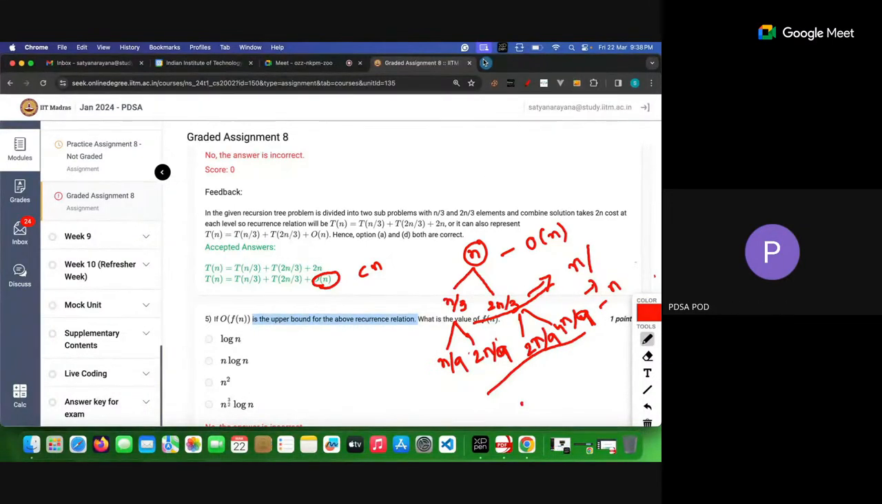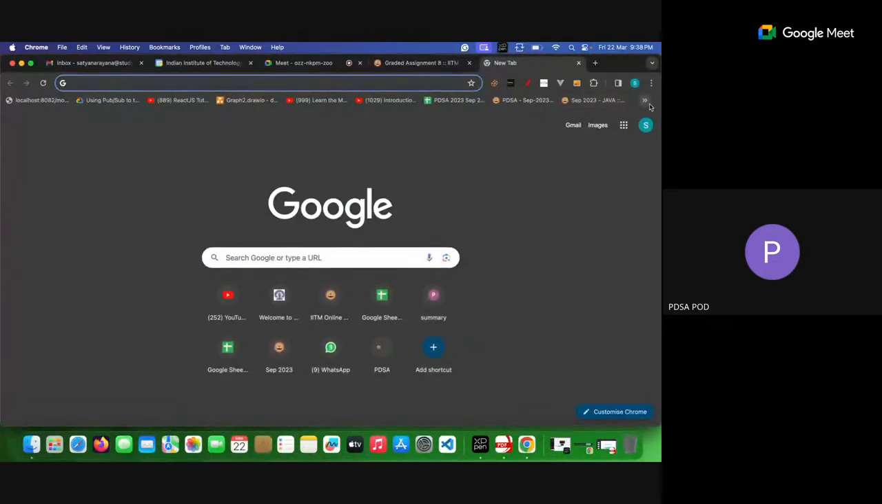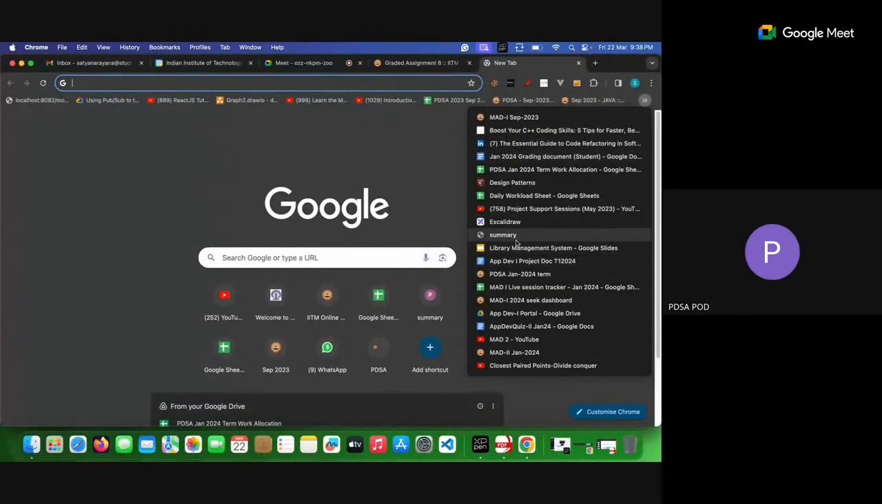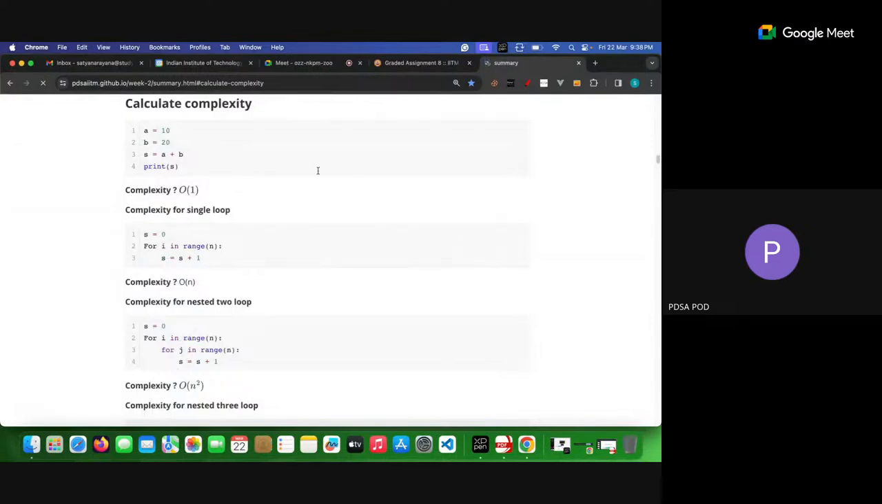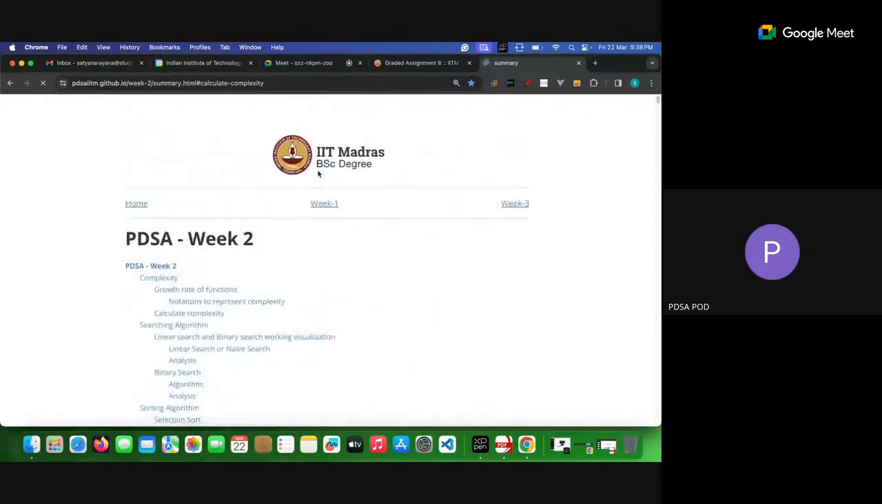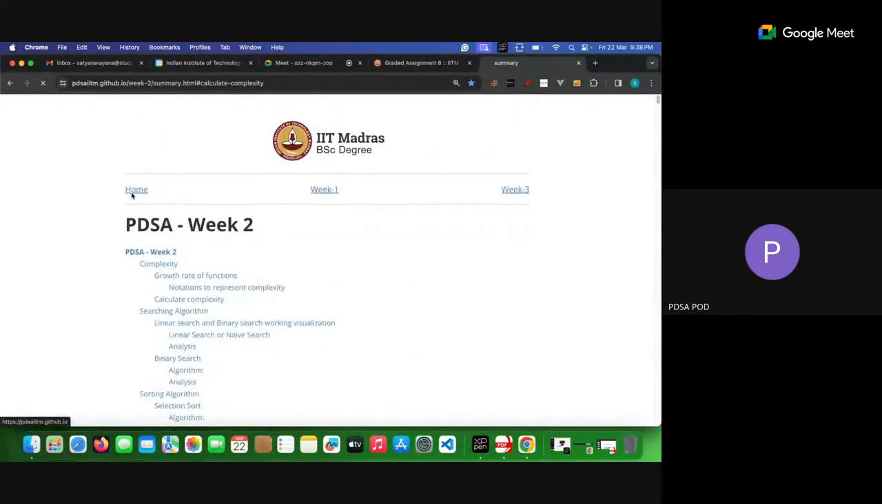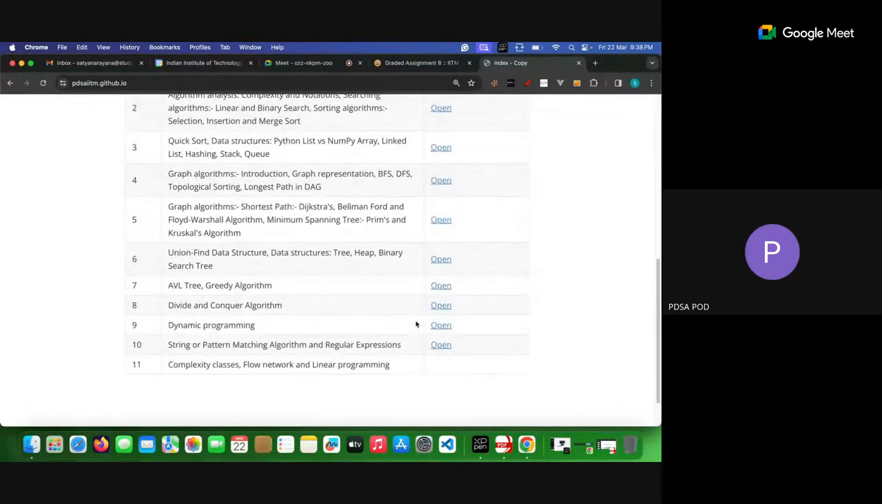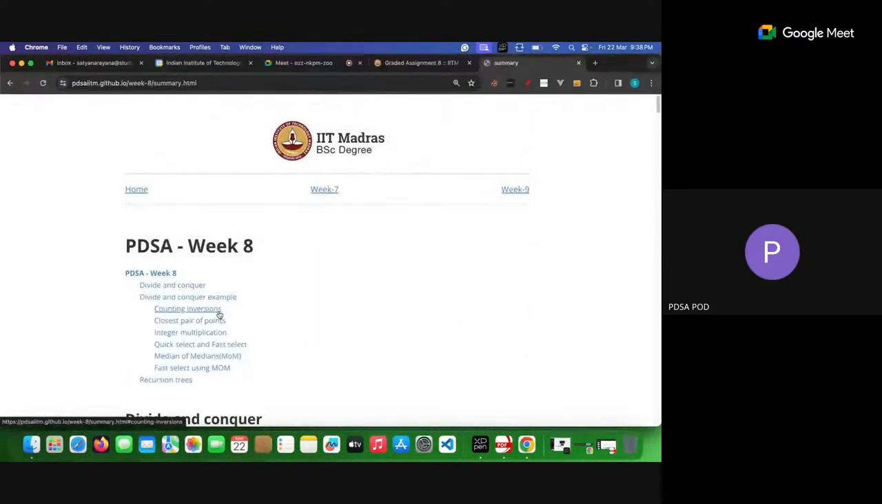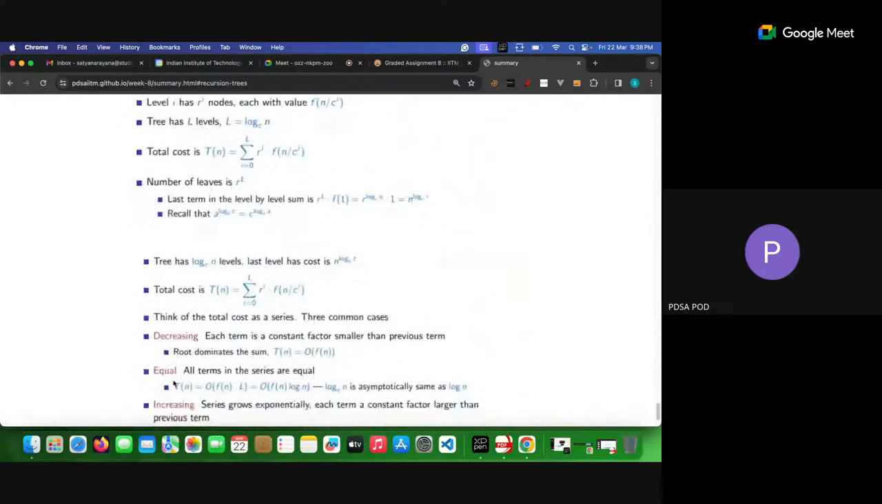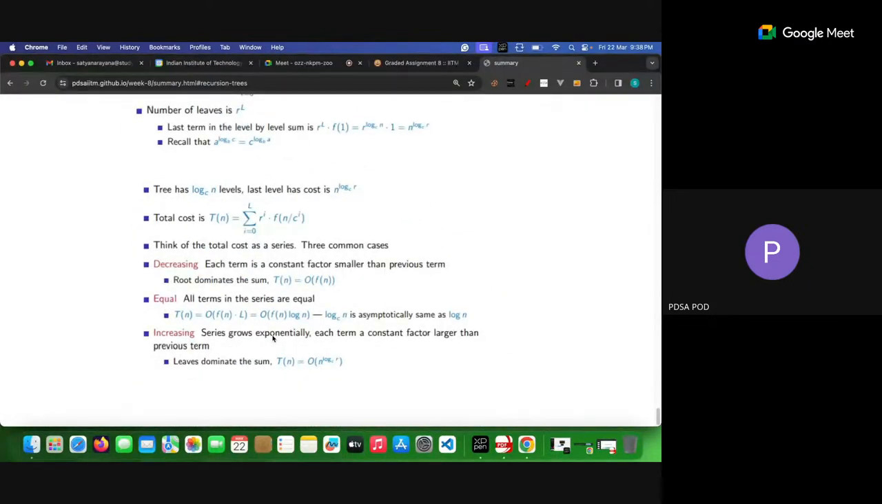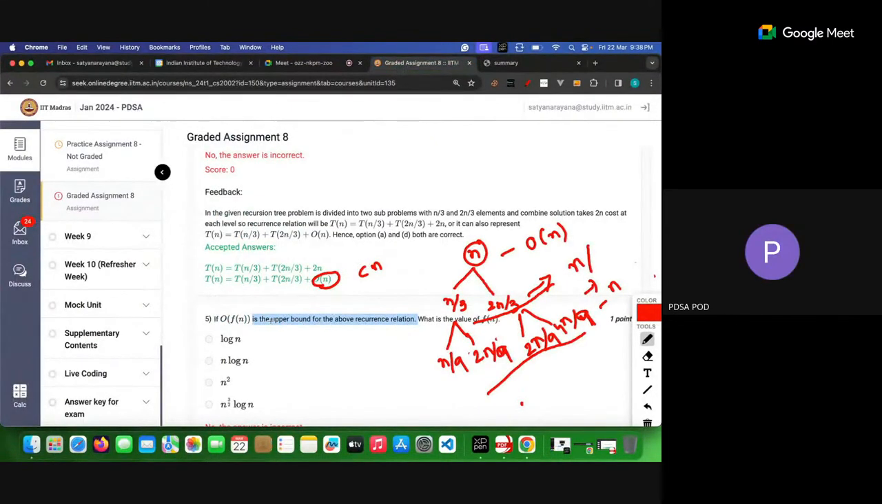So then they go for the summary. Our summary is very clear. In this particular summary, 8th week: there is equality, there is increasing, there is similarity. So the 8th one, divide and conquer. In recursion trees, we have the equal condition. So whenever there is the equal condition, asymptotically it is equal to log n. Simple. So the right answer is log n, the first option A.